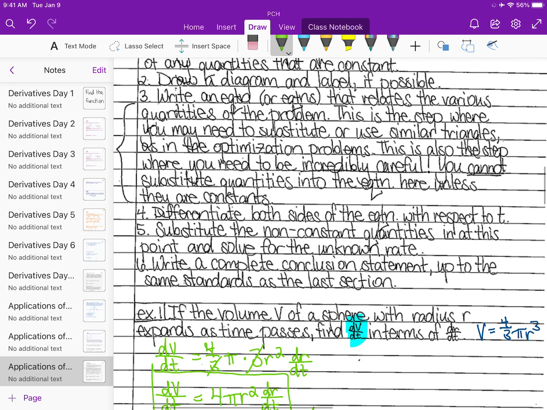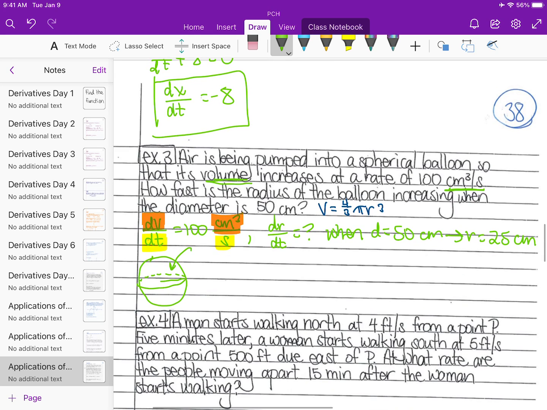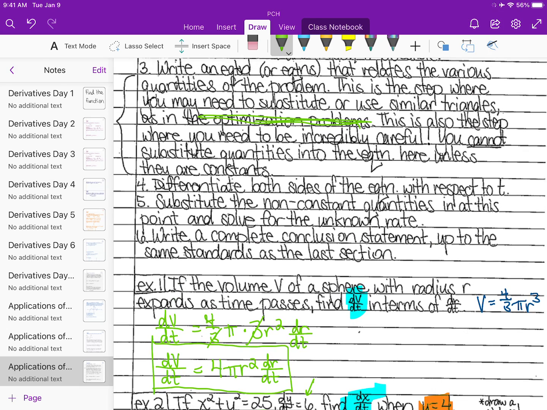Write an equation or equations that relates the various quantities of the problem. This is the step where you may need to substitute or use similar triangles as in the optimization problems, which we haven't learned. So the formula is given in this one because it's a volume of a sphere, so that pertinent formula would be given. We're not talking about similar triangles yet. You cannot substitute quantities into equations here unless they are constants, things that are not changing. Everything is changing in this problem, the volume and the radius, so I can't substitute yet.